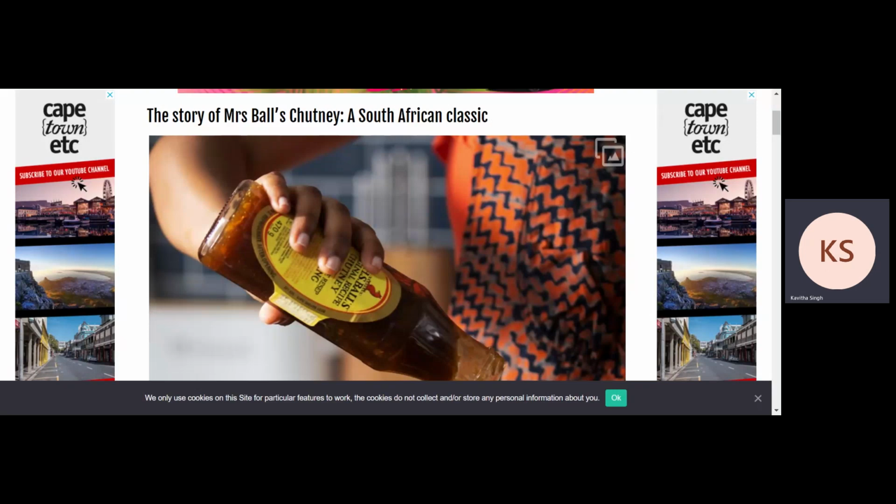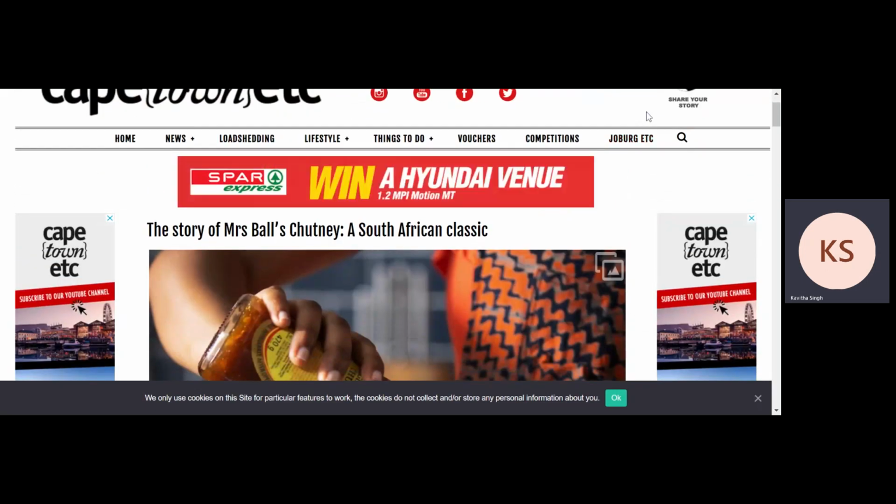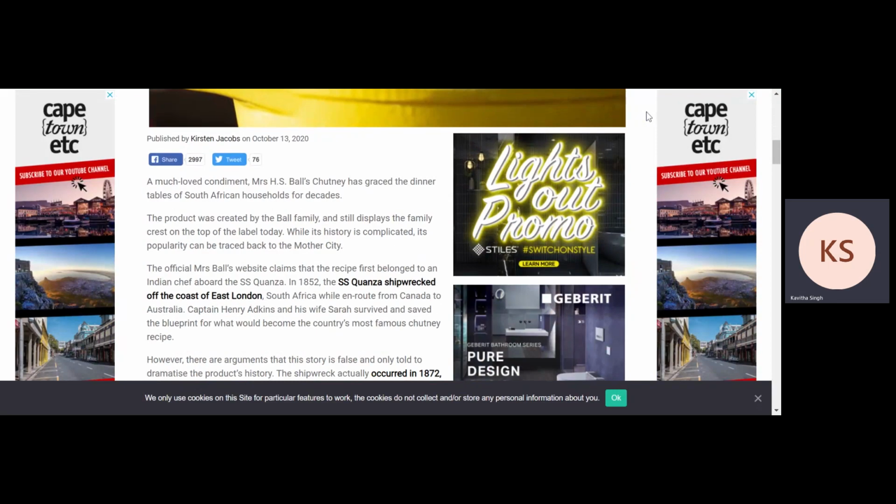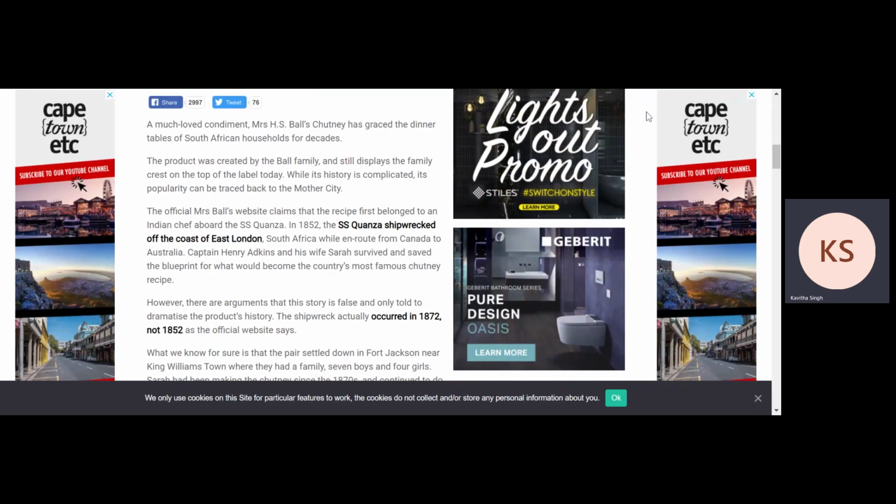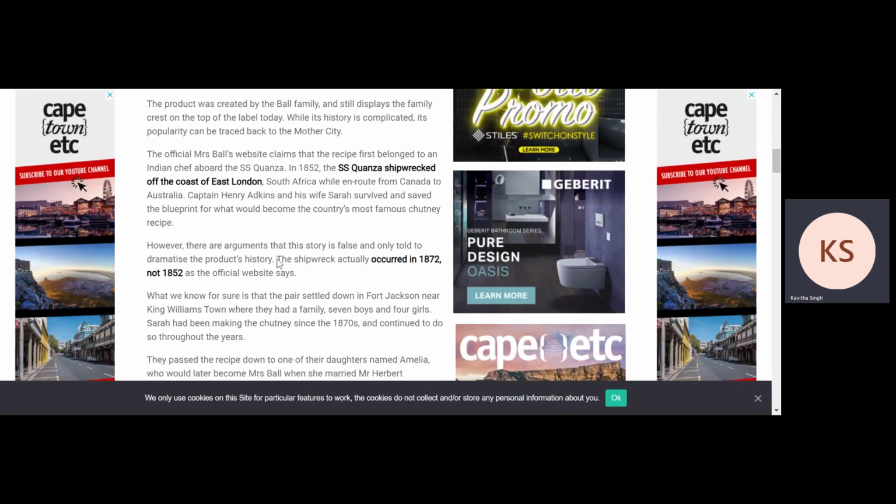So it's a story of Mrs. Ball's chutney, and it's deemed a South African classic. So a much-loved condiment, Mrs. H.S. Ball's chutney has graced the dinner tables of South African households for decades. This product was created by the Ball family and still displays the family crest on top of the label today. While its history is complicated, its popularity can be traced back to the mother city.